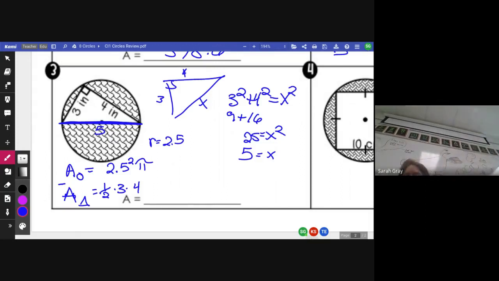That's better. So 2.5 squared times pi is 19.6 minus 1/2 times 3 times 4. Your answer is about 13.6 inches squared. Okay. Yeah, we can do number 4.